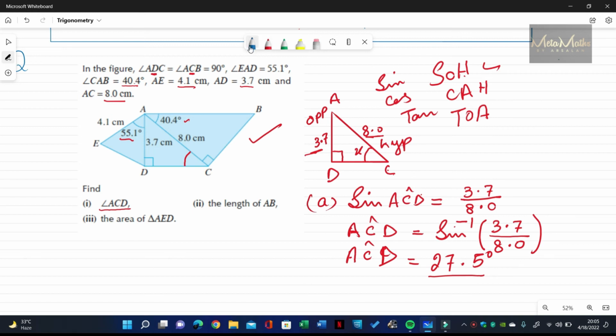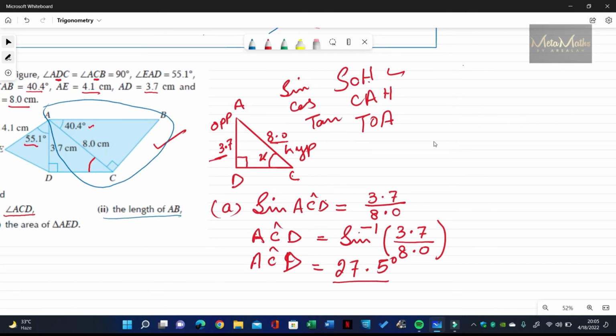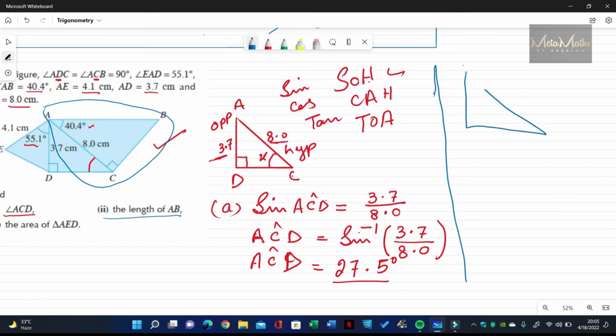Similarly, for second part, you need to find the length of AB. Now I will see in which triangle I have AB. AB is included in this triangle ABC. You can take it in a separate diagram, but you can do it as it is as well, but just for understanding I am making another triangle, and I am making it in a straight manner. It's C point. Here we have a 90 degree. It's B and it's A.